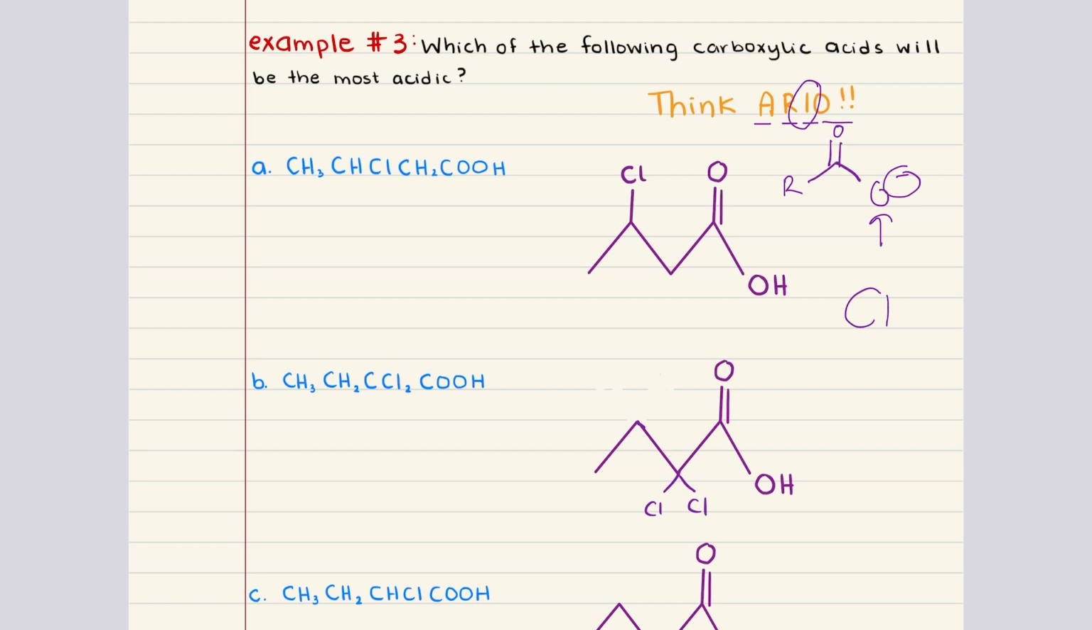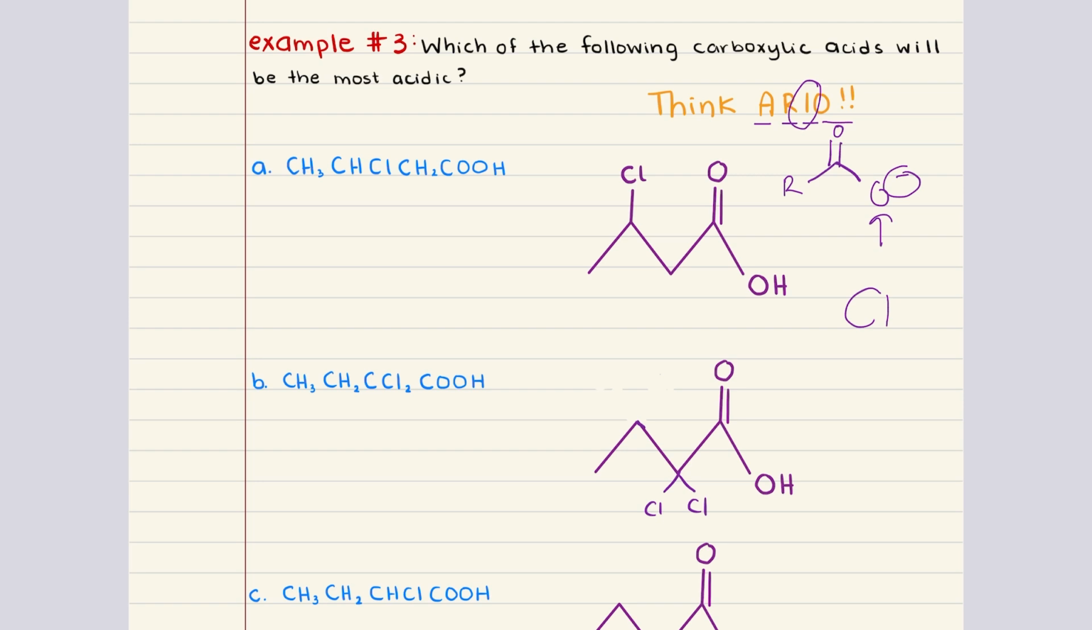Therefore, molecules with chlorine atoms are likely to be more acidic than those without. In addition, you want to pay attention to how many chlorine atoms are present and where they're positioned relative to the carboxylic acid. Electron withdrawing groups stabilize the conjugate base more effectively when they're closer to the carboxyl group. Now let's go through each answer choice.